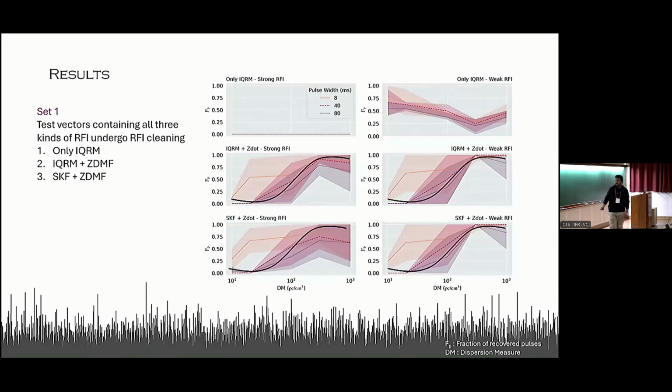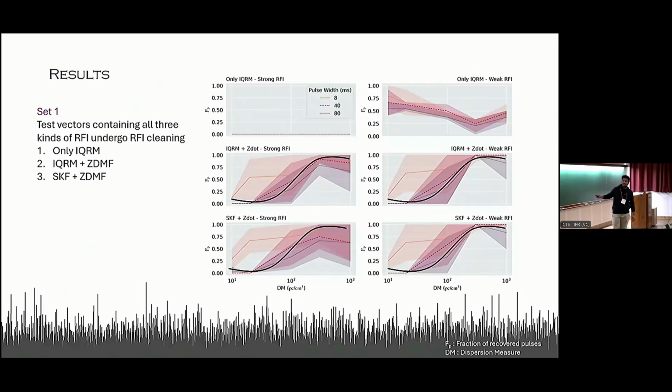It might take a while to explain this. The y-axis is DMs and the x-axis is the fraction of recovered pulses. If we inject 6 pulses, we expect 6 pulses back, and this is just the fraction of them. In the case of strong RFI, where we have all broadband, narrowband, and periodic RFIs, we get nothing when we just clean using IQRM. And we get some of them when we have very weak RFI.